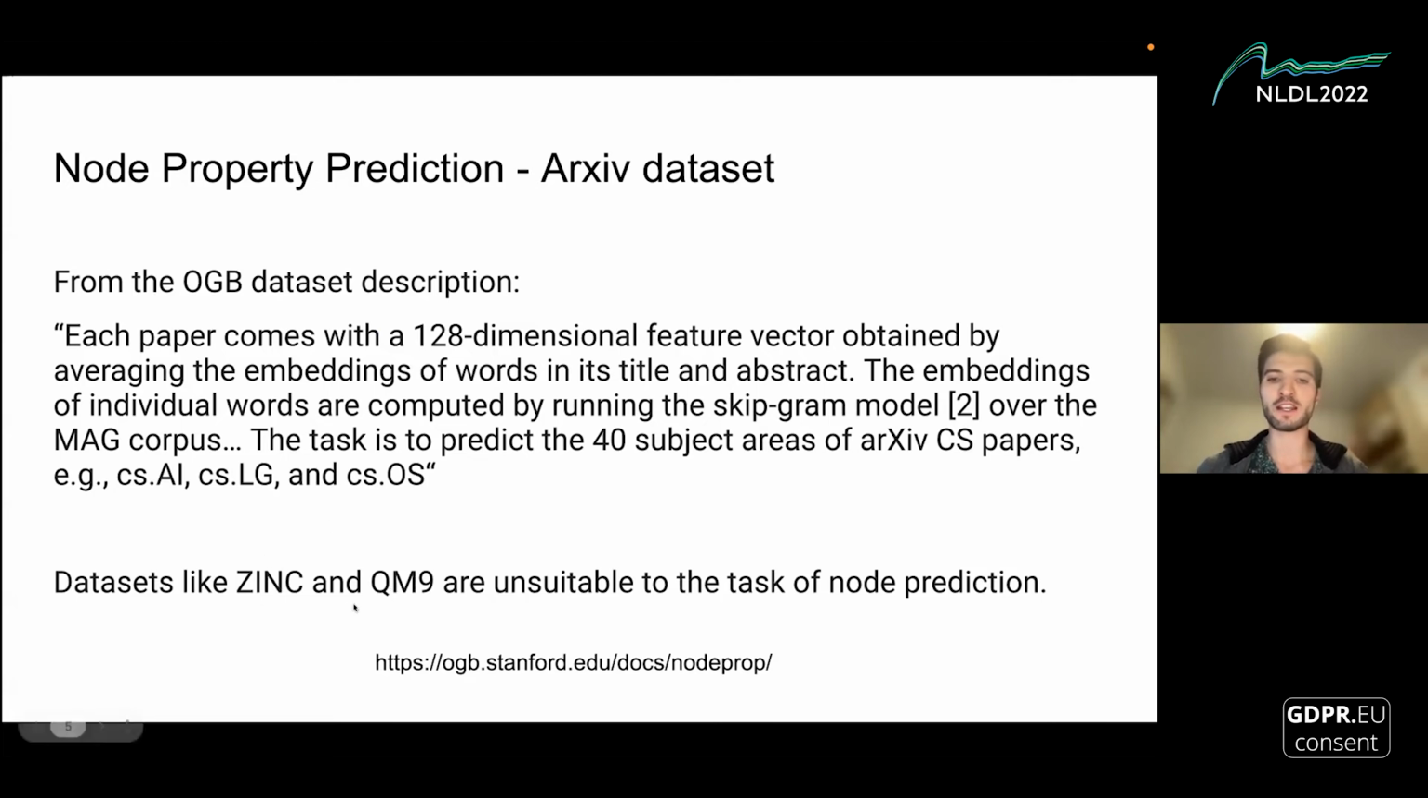ZINC and QM9 datasets are not really suitable for creating these information planes because here you're putting in entire graphs and molecules, but really the setup for this, at least this mutual information plane and the estimator, is more of node prediction, where you have a standard data set with a shape of n, d. That's kind of what we're looking for.